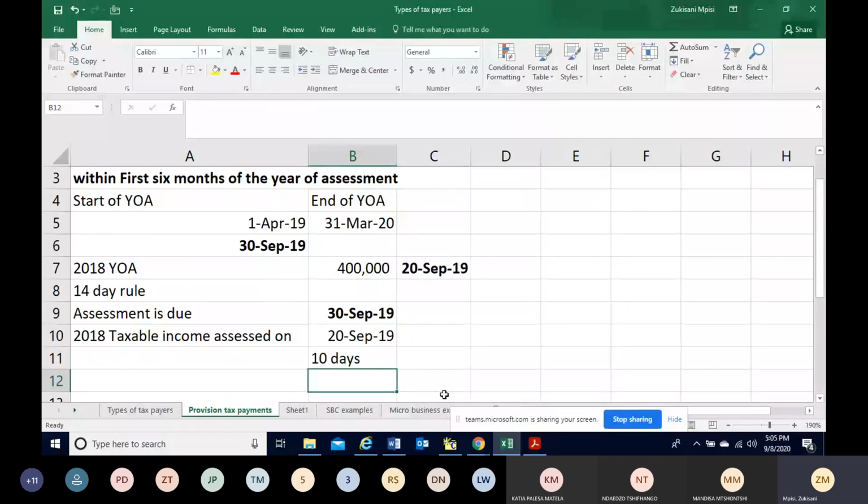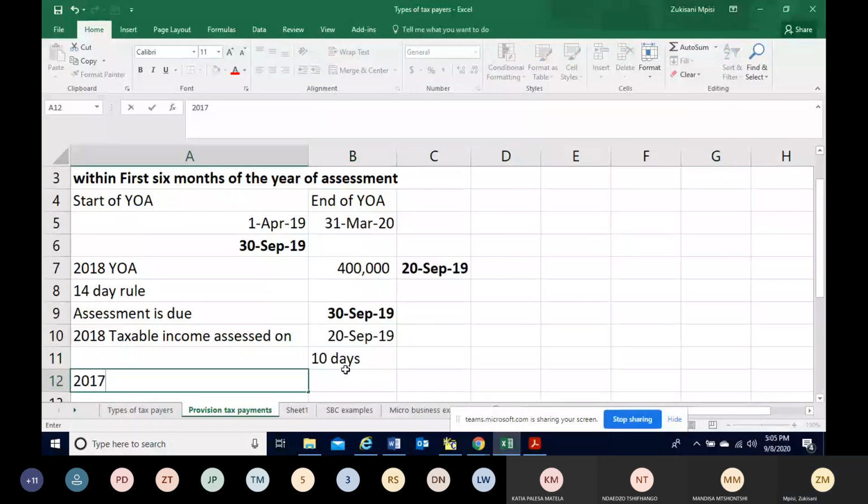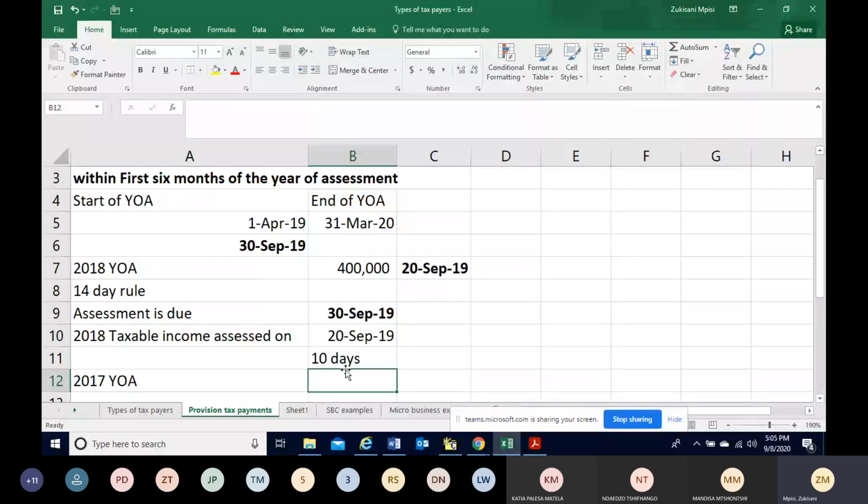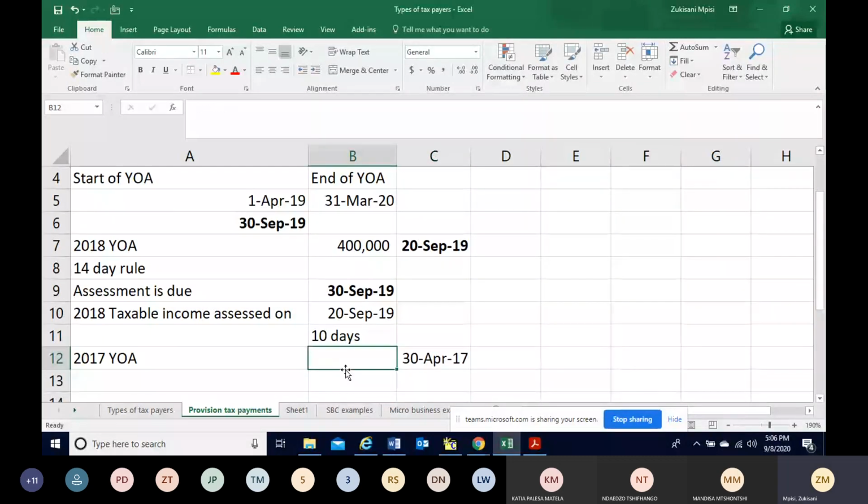And you are told that for you to apply the income of 2018, it must have been assessed more than 14 days from the date on which the notice was issued by the commissioner. So in this case, it's 10 days. Now, because it's 10 days, it means that we cannot select 2018. We need to move on. So what else is provided in the information? You are told the 2017 year of assessment. The assessment was done on the 30th of April 2017, and the amount was 320,000.